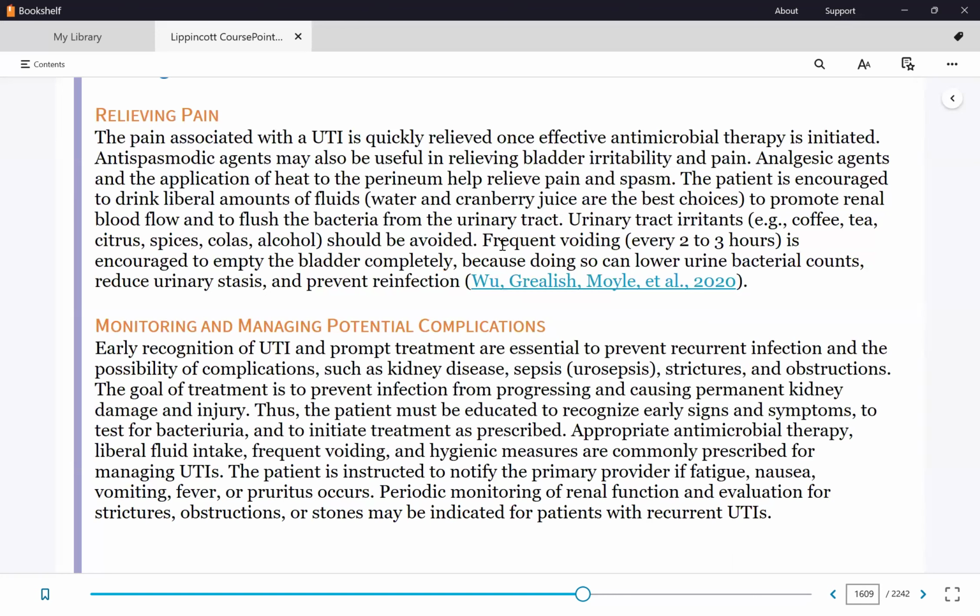Then frequent voiding. Voiding helps eliminate and flush the urinary tract. And then how do we wipe? Okay, correct. Back to front.